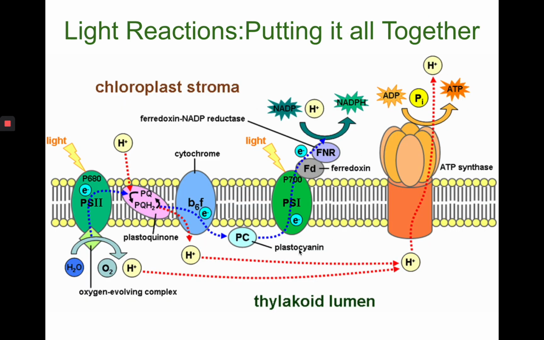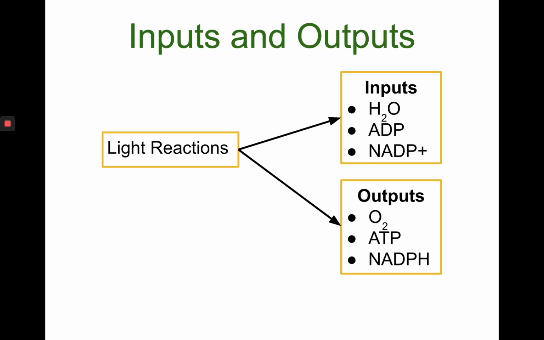And so that is what we see here. So what we've done is we have taken light energy and we've put it in the form of chemical energy in NADPH and ATP. And ATP and NADPH are what we use to power the second part of photosynthesis, the Calvin cycle. So just as a reminder, our inputs and outputs, we input water, ADP plus a phosphate, and NADP+, and we got out of that oxygen, ATP, and NADPH.